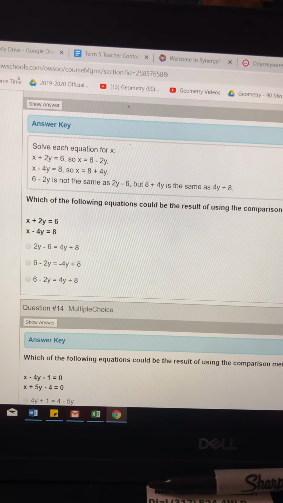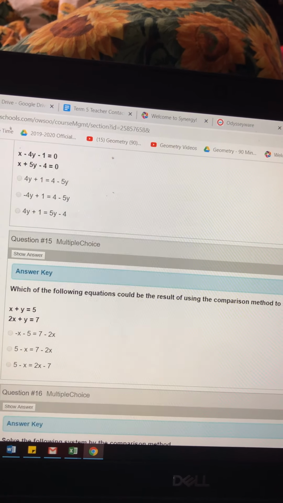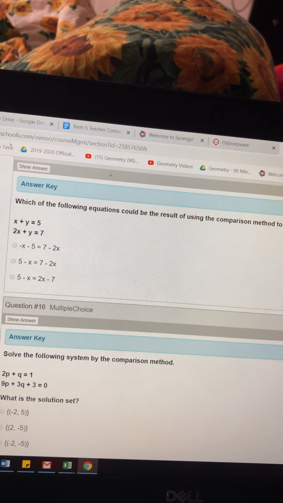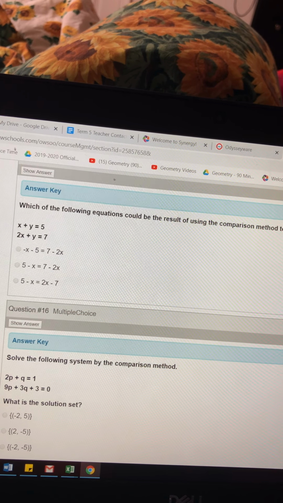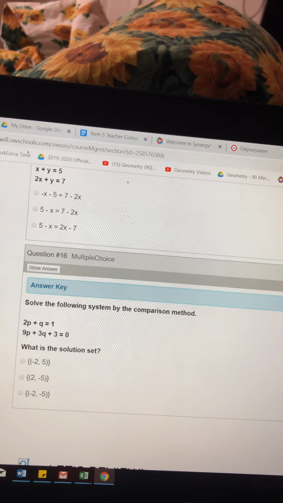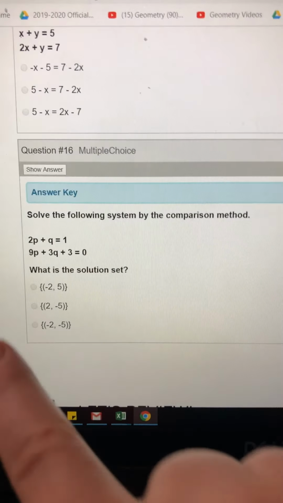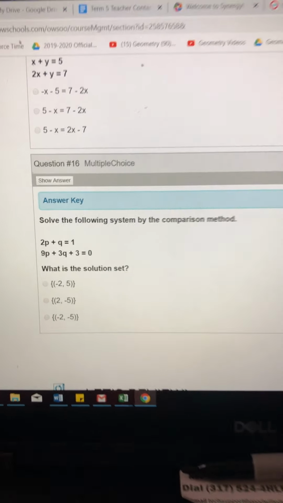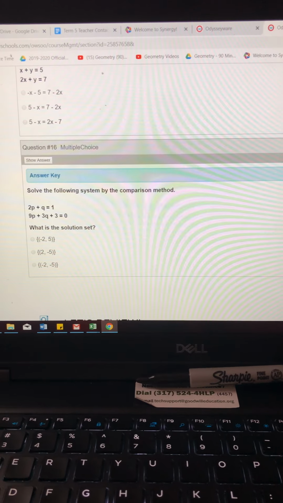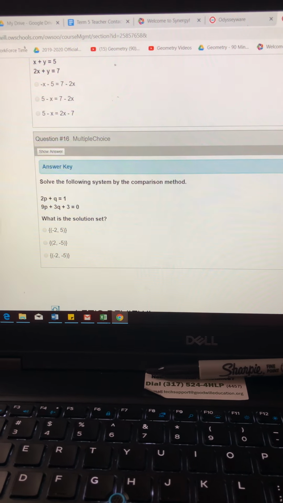And the rest of the problems in this assignment are the same, except for the last one that is asking you to solve this using the comparison method. If you have any questions or concerns, reach out to me and we can work together.